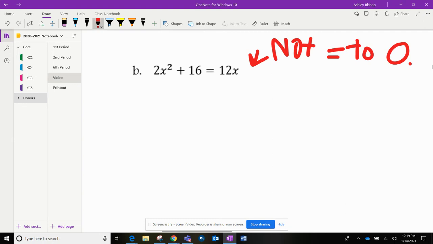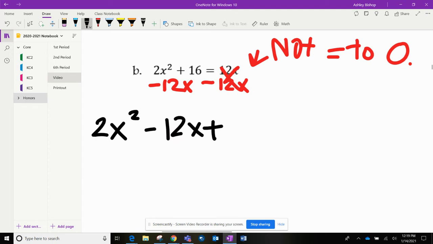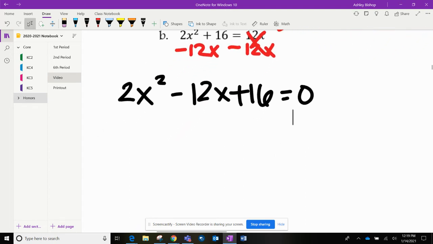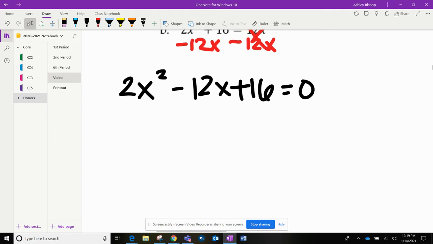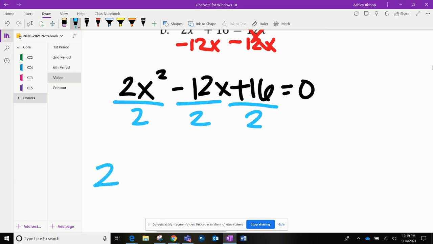So I am going to subtract 12x from both sides. And my term with the x always goes in the middle. So I have 2x squared minus 12x plus 16 equals 0. And now I'm going to factor this. The very first thing you should always look for when you're factoring is a greatest common factor. And I see that if I divide everything here by 2, I still have nice numbers. So I have a greatest common factor of 2 here.